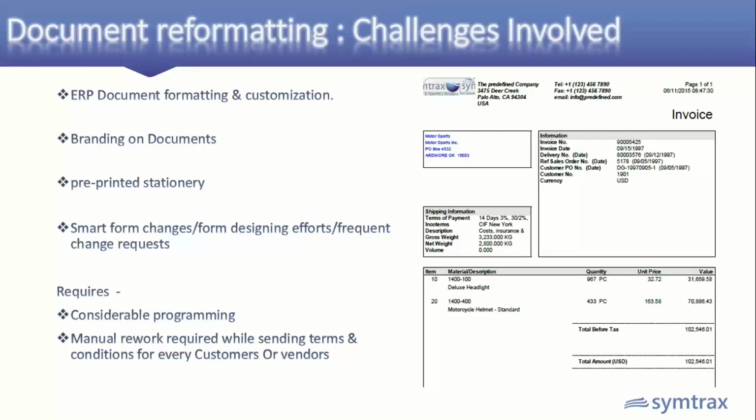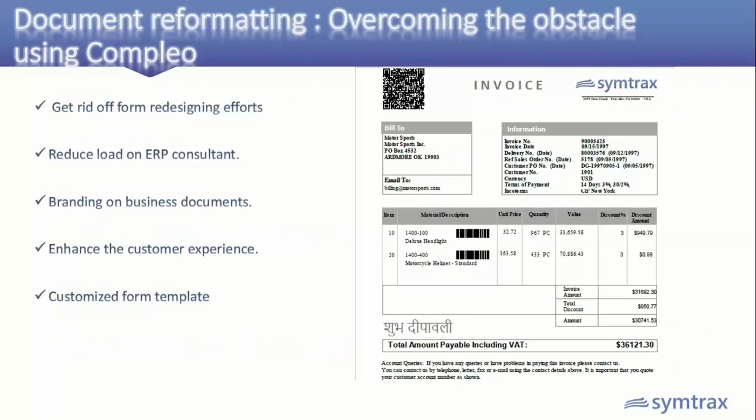Now, considering this, we will see how we can overcome these obstacles using Complio. On the right hand side, you can see the reformatted documents where we have enriched the existing ERP document. We added a QR code. We can fetch the email address from the SAP table. We added material specific barcodes.